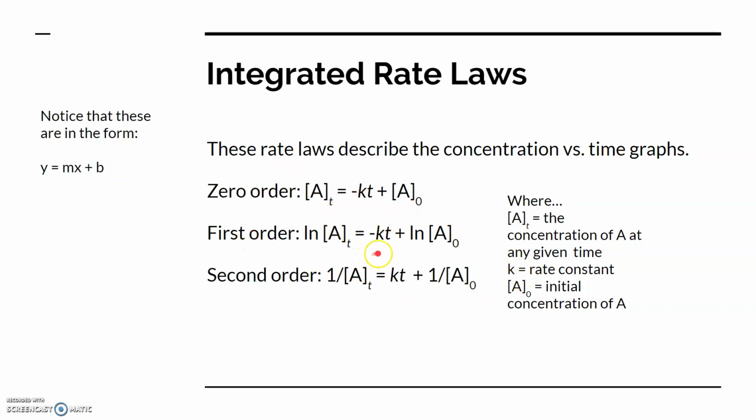In these equations, the concentration of A sub t is the concentration of A at any given time. K is equal to the rate constant, and this variable here is equal to the initial concentration of A.